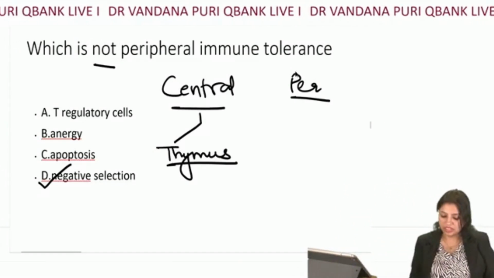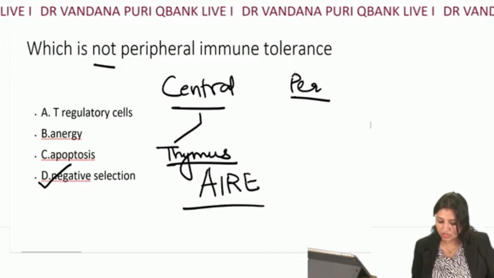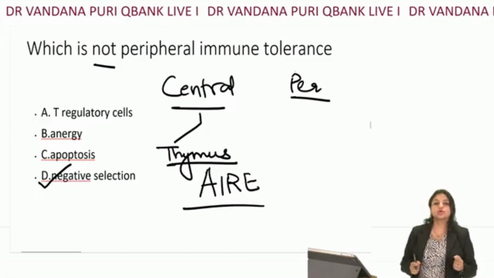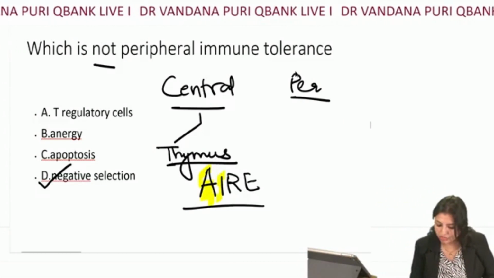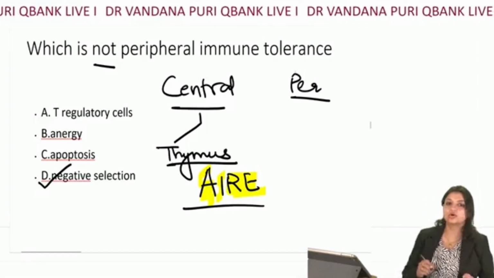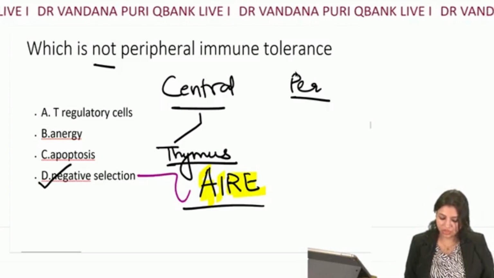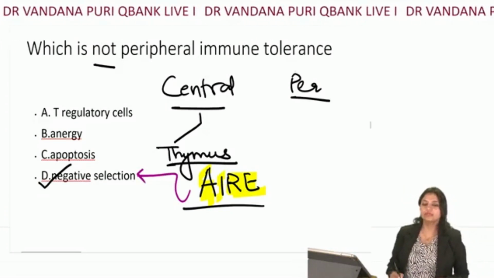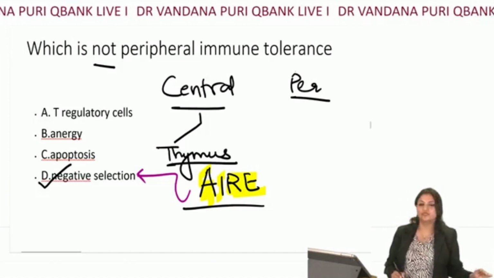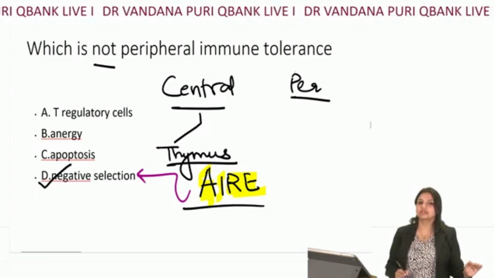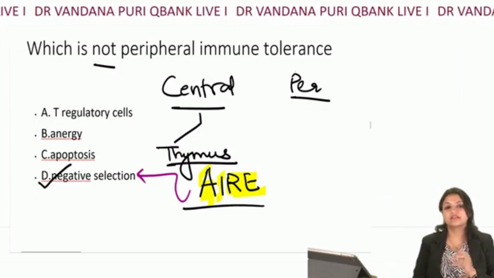So in the thymus, we have a gene called autoimmune regulator. The name itself says, autoimmune regulator. So what is the work of the autoimmune regulator gene? To cause negative selection. What do you mean by negative selection? All the self-reactive lymphocytes are removed in the thymus itself. So this is negative selection.